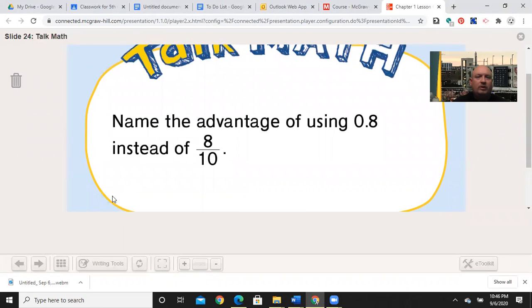Name an advantage of using 0.8 instead of 8/10. Have you ever used a calculator? You generally are going to be using it this way. A lot of our money system, it's easier to add, and you don't always need to have common denominators.